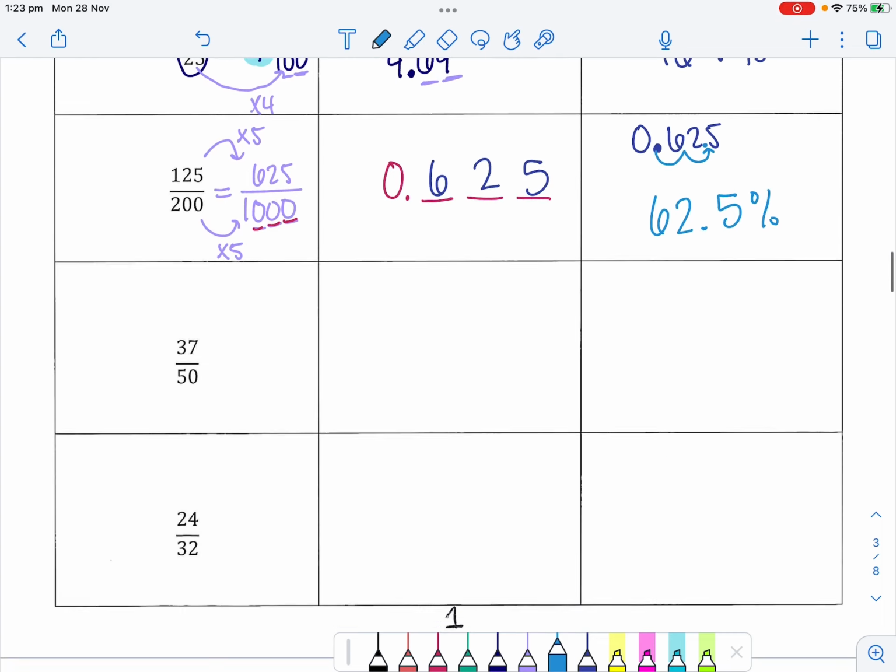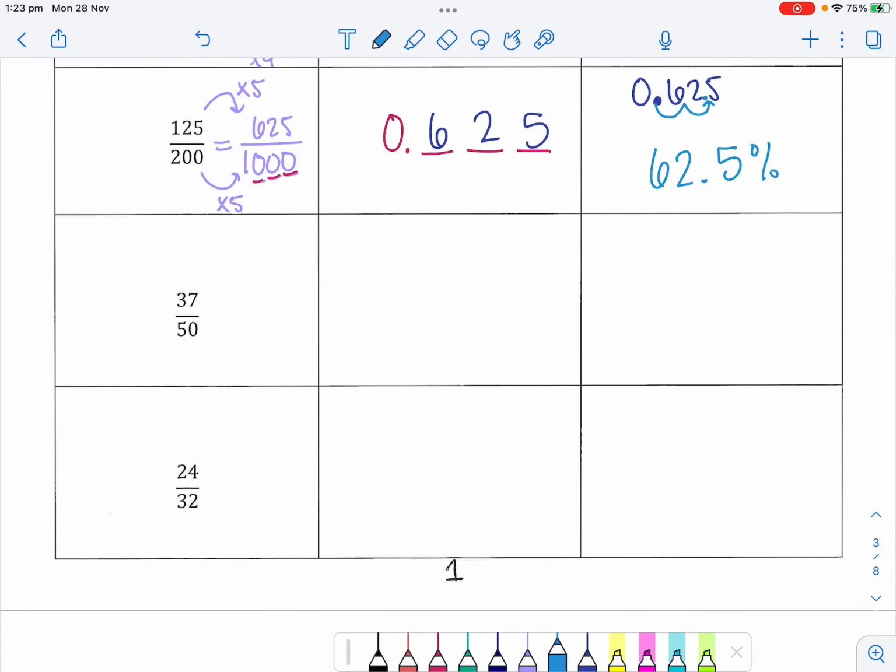I'm going to leave these last couple for you to try and practice. So there's one where you're going to scale forward to 100, and then one where you're going to scale backward and forward.